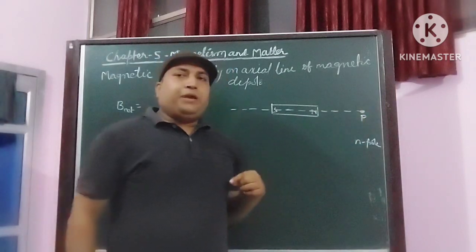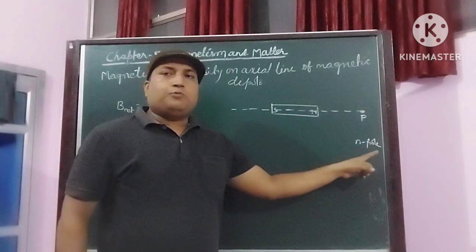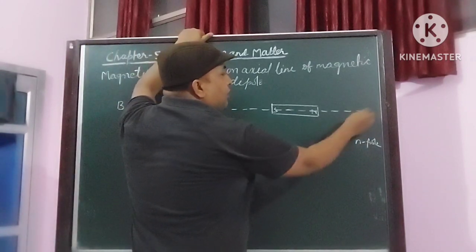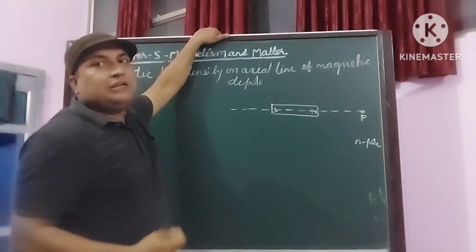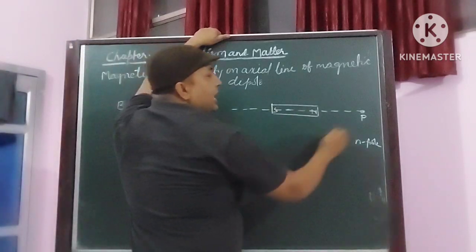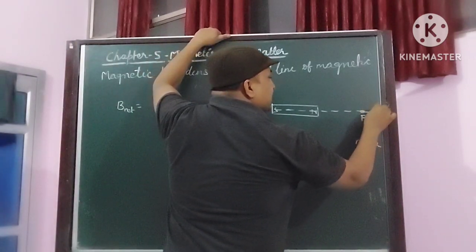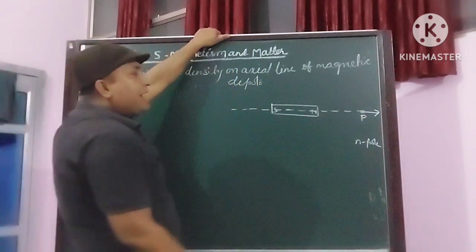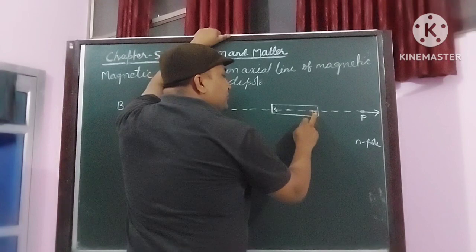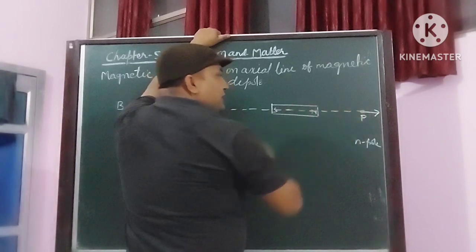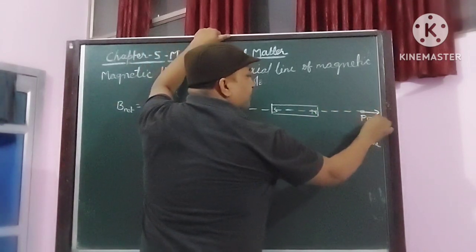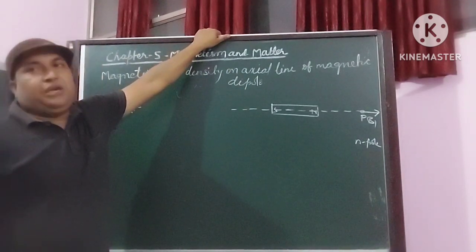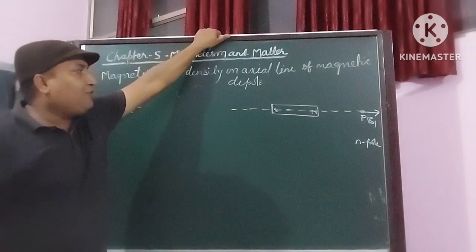So on point P, what is the pole? That is a north pole. Now this north pole feels a repulsion force due to the north pole of the magnet. This is the direction of repulsion. So the magnetic flux density due to this north pole on the north pole at P is B1, and its direction is along NP, away from N.